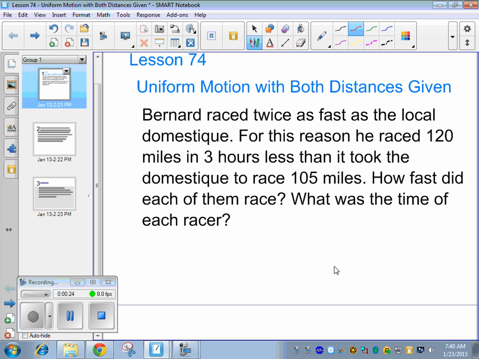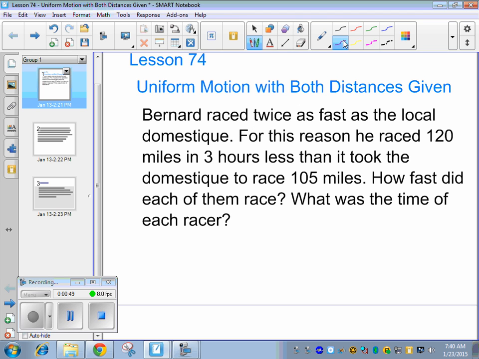All right, so Bernard raced twice as fast as the local domestique. For this reason, he raced 120 miles in 3 hours less than it took domestique to race 105 miles. How fast did each of them race? What was the time of each racer? So we're looking to find the rate of each and the time of each, all right? So we just need to write equations.